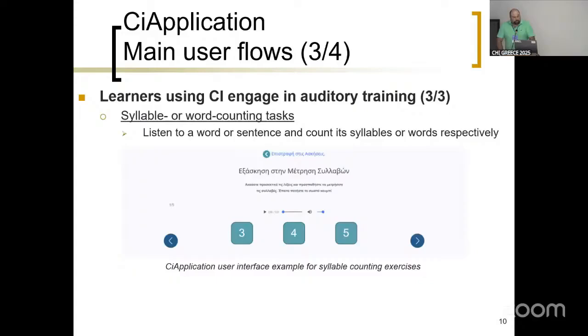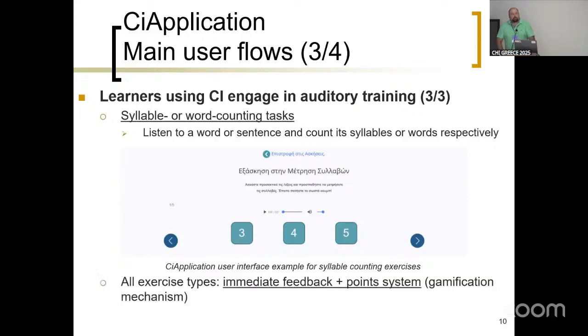Syllable or word counting task. Again, you listen to a stimulus and you have to count and select the number of syllables, or the number of words if it's in a sentence. All these are types of exercise they anyway do. And in all cases, they have immediate feedback. There is also a point system. We haven't implemented badges and other stuff yet, so it's a very early gamification mechanism. You accumulate some points and you will reach some levels that will give badges.